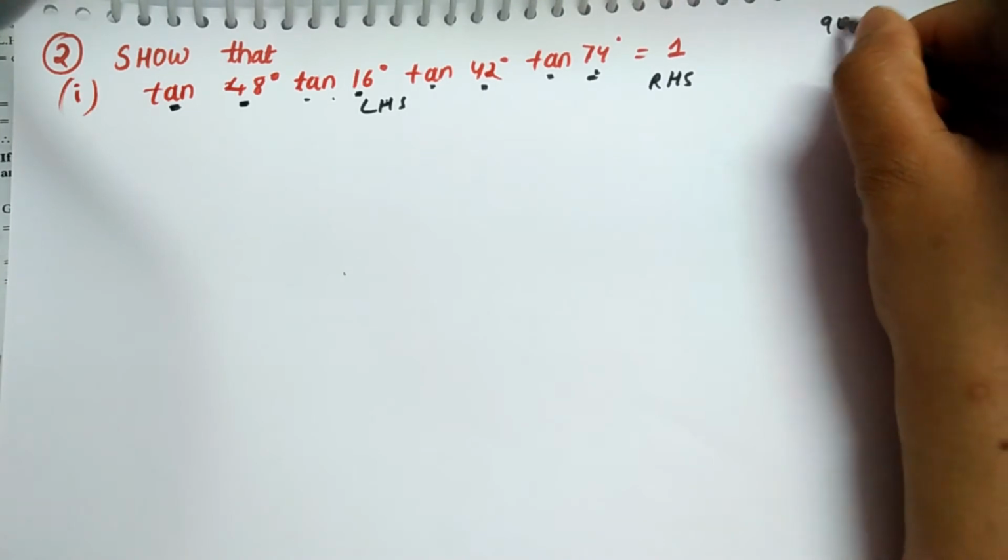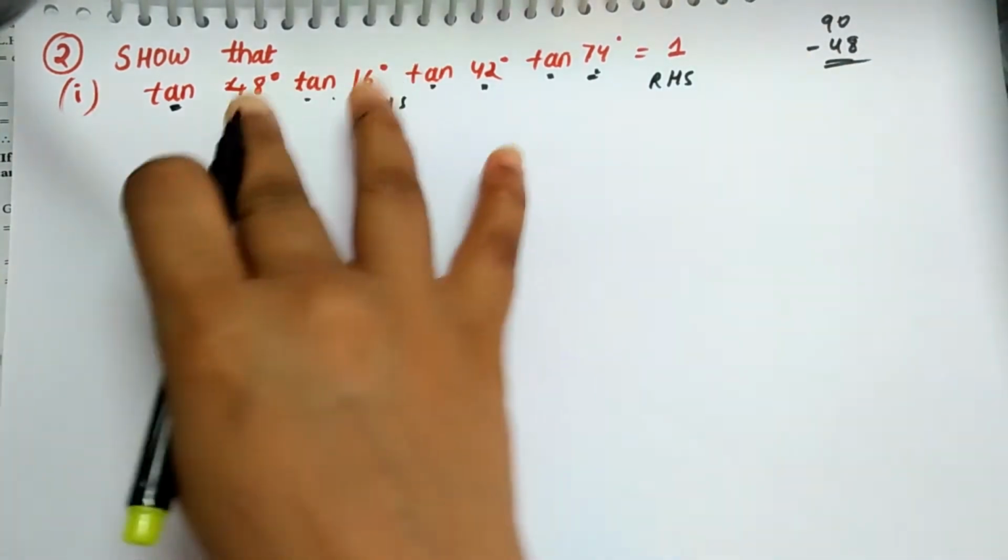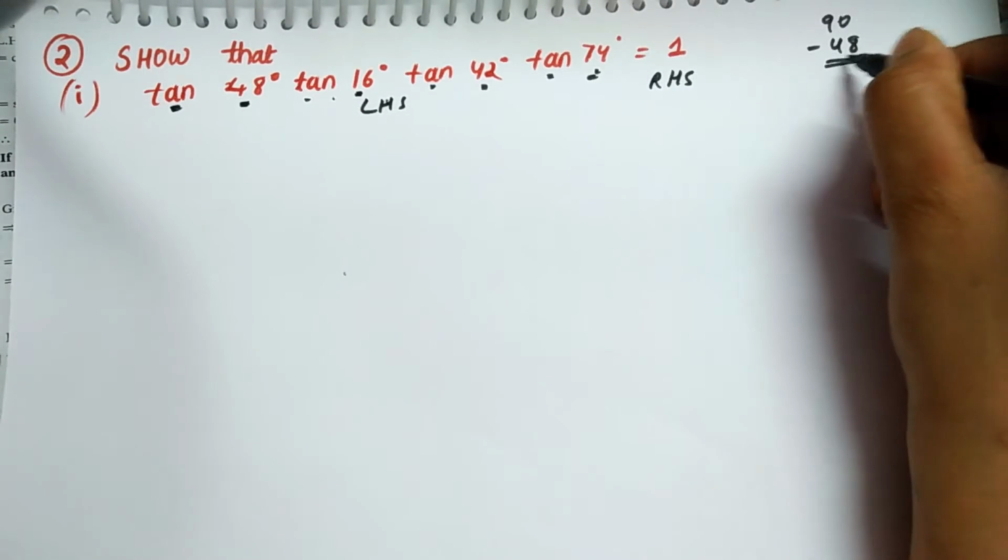Okay, let's see, 90 minus 48. Let's take this one first. 90 minus 48, what are we getting?